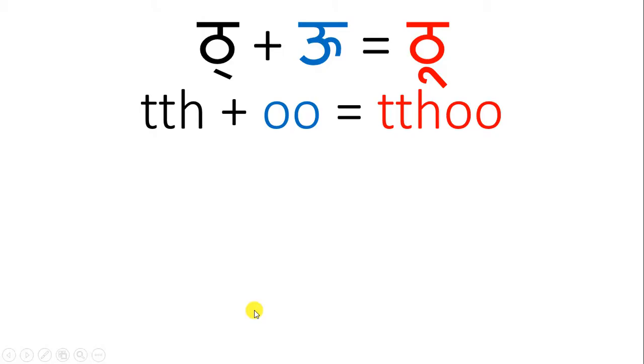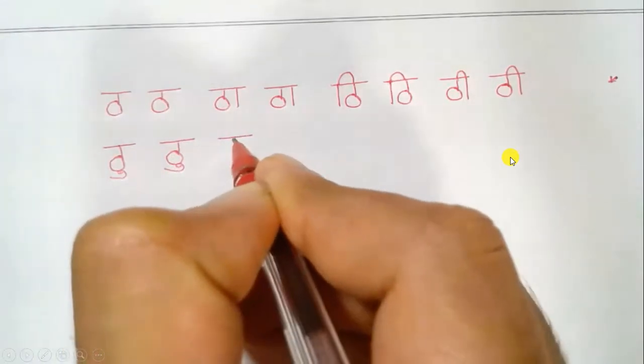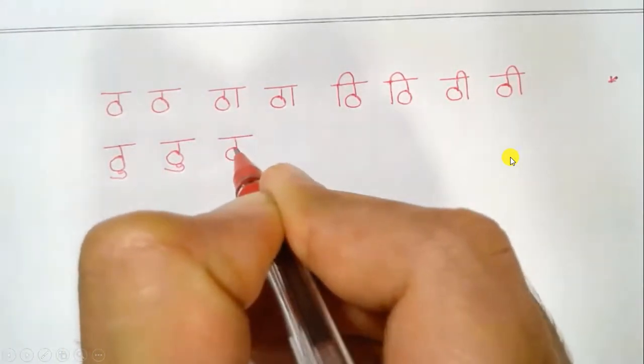Okay. The next sound is Thu. And we get this sound Thu when we add Th to U. Th plus U equal to Thu, and it is written like this.